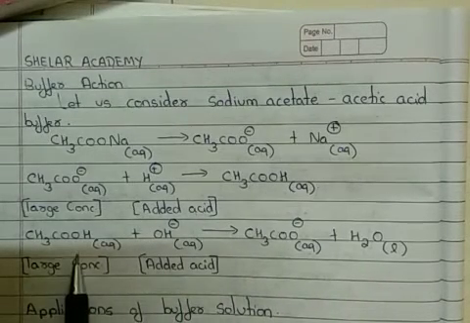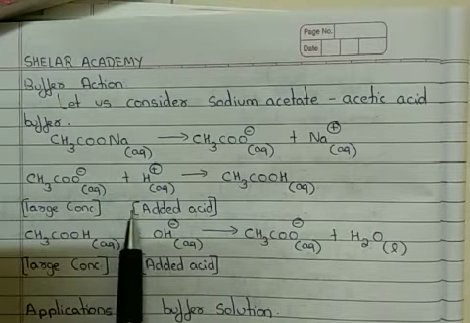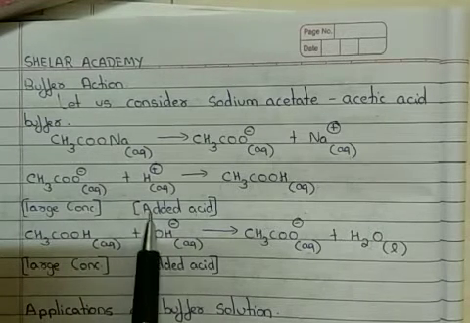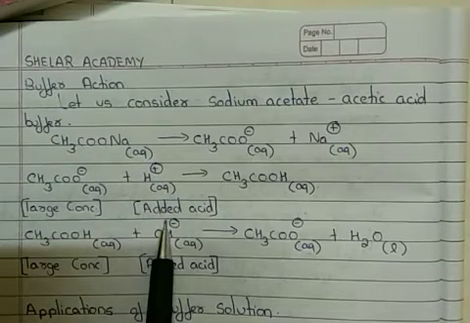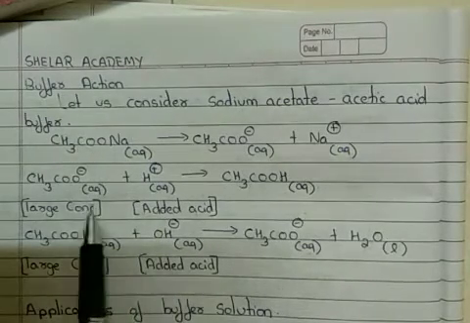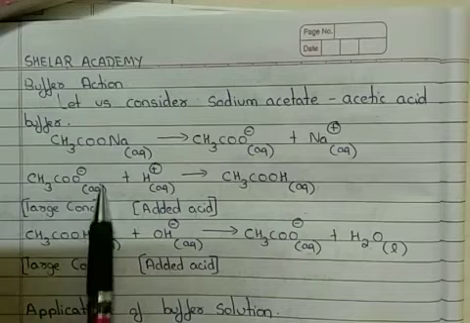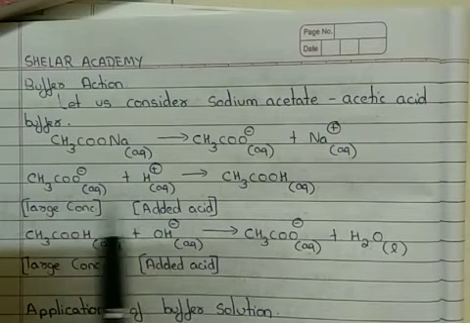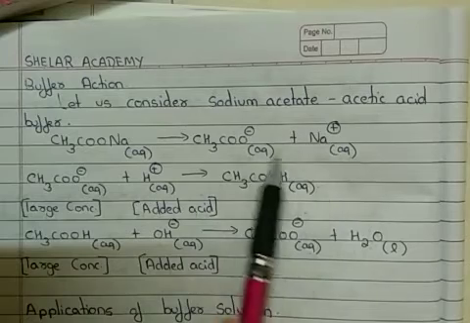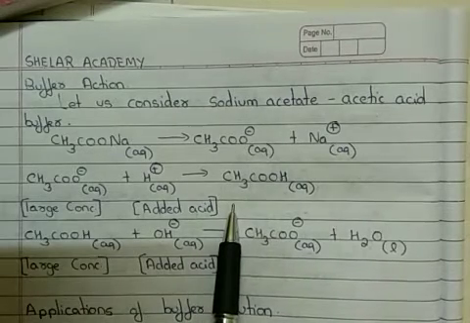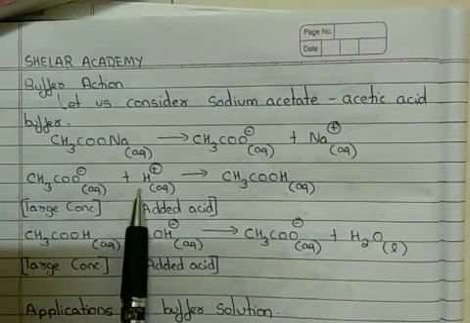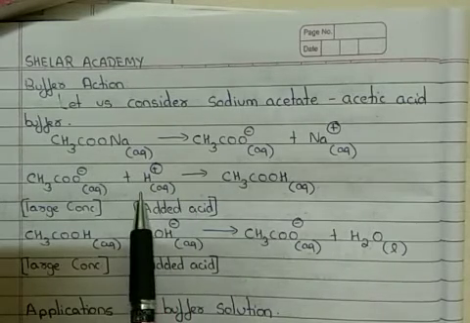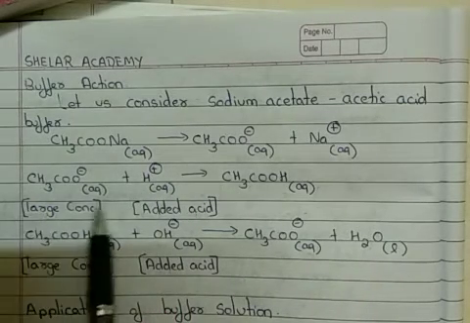So in case in the given solution, if I add a small portion of acid, then this small portion of acid which generates H plus ions will be consumed by a large portion of our acetate ion, so as to form undissociated acetic acid molecules. So our small amount of added acid will be taken care of by a large concentration of acetate ion.